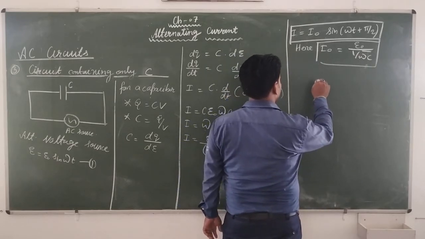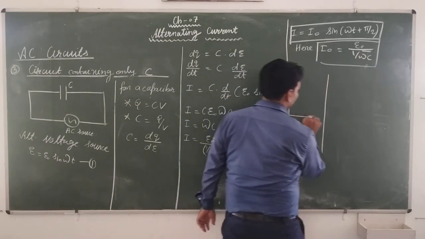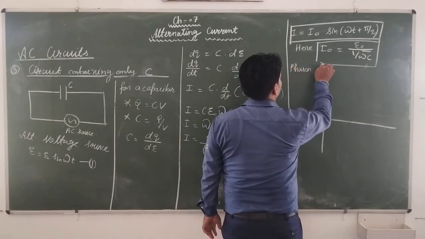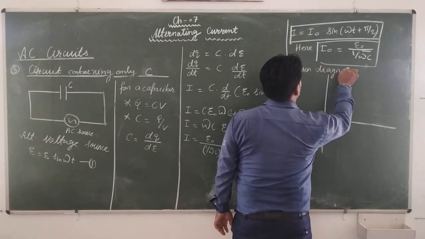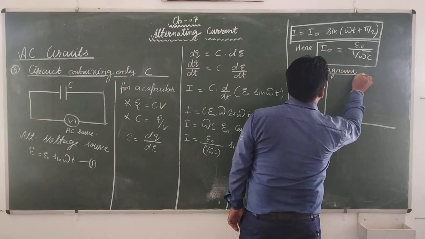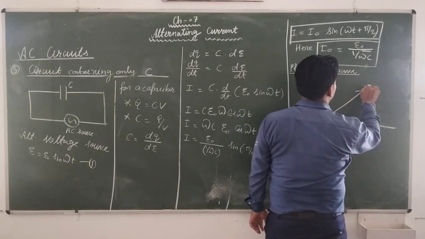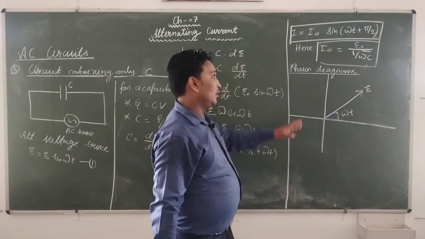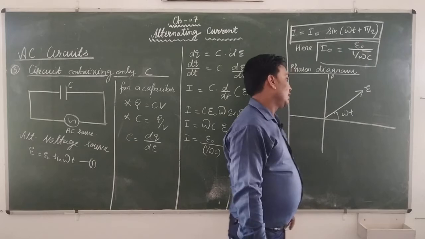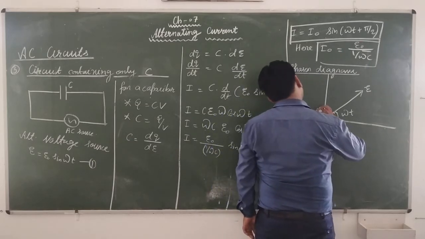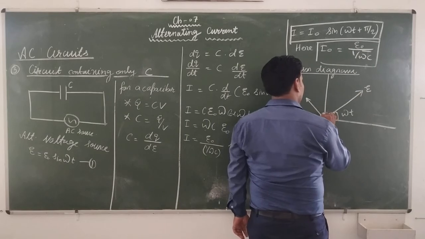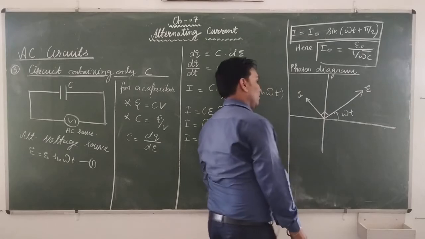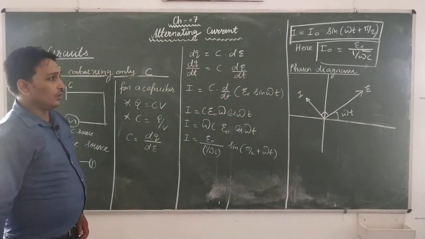Now let us compare the phase because we have all the equations now. Now we are going to discuss the phasor diagram. Phasor diagram for voltage, and that is omega t, and this time the current is omega t plus pi by 2. So what are we going to have? We are going to have current somewhere here, which is at an angle pi by 2 from the voltage. So the direction of current is this side. This is the phasor for current.